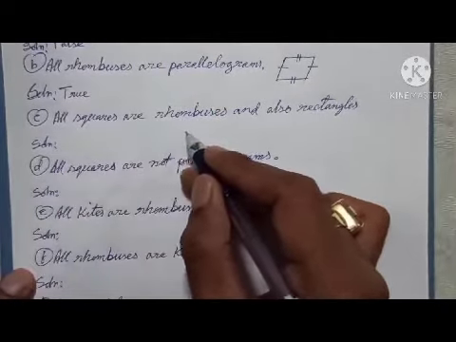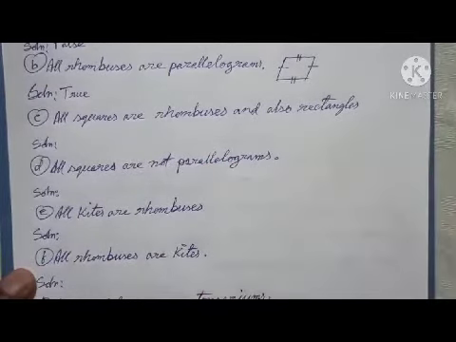All squares are rhombus and also rectangles.